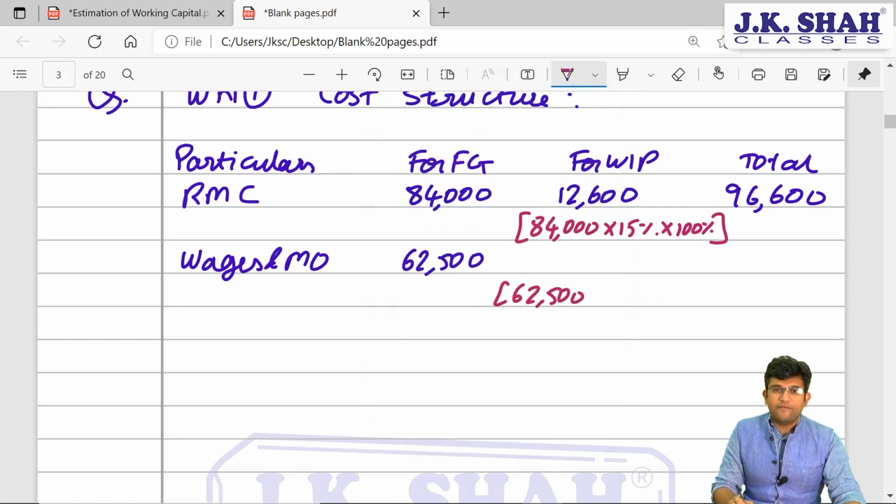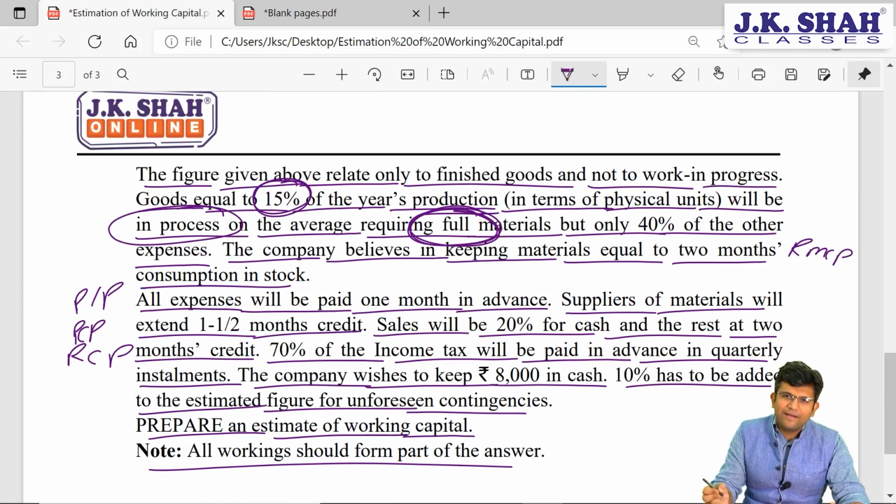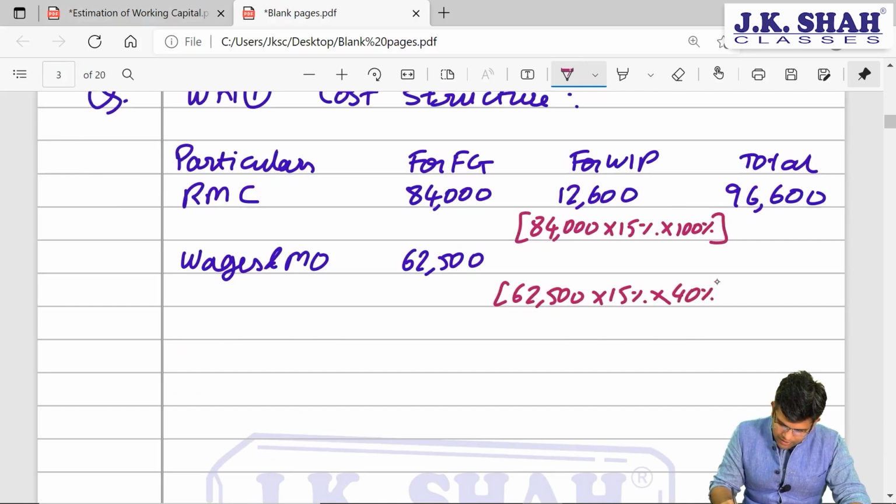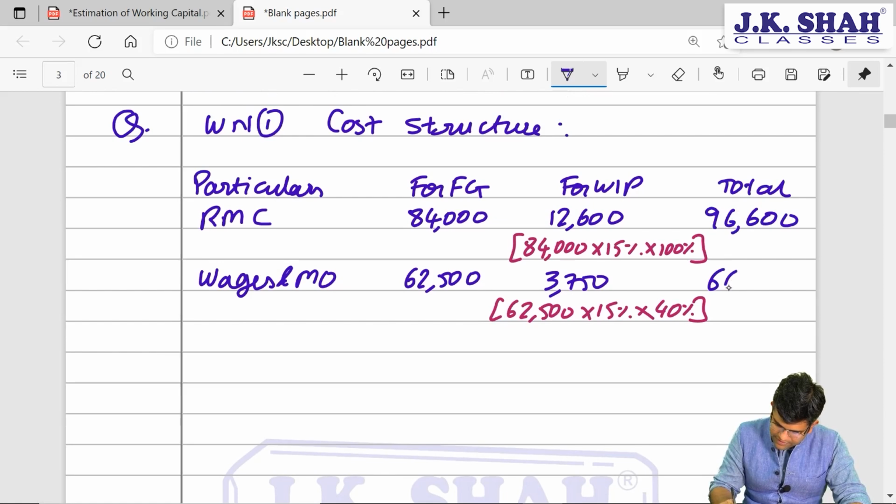Everyone clear? Similarly, for wages, children, can I say 62,500 is the wages required for finished goods, 15% is in WIP, but now the entire wages and manufacturing overheads, the entire conversion costs won't be taken, otherwise that WIP will also become finished goods. Only 40% of the other expenses. So children, I'll write down into 40%. So 62,500 multiplied by 15% multiplied by 40%, 3,750, correct? 3,750 will be the wages and manufacturing overheads required for WIP. So 62,500 plus 3,750, this will come to 66,250, correct?